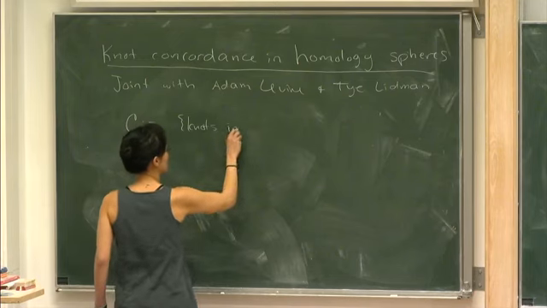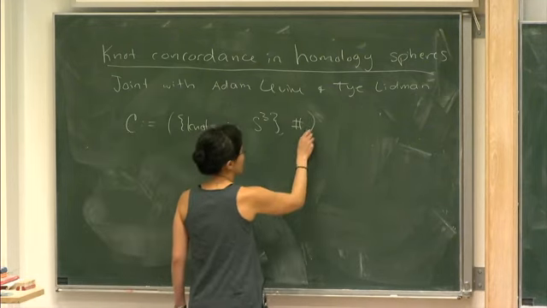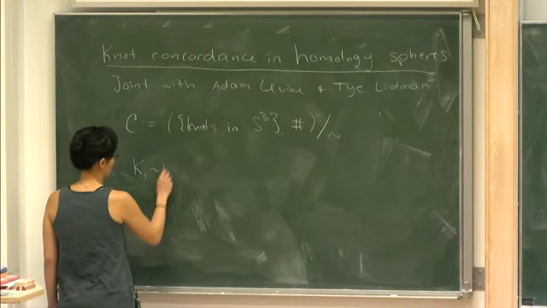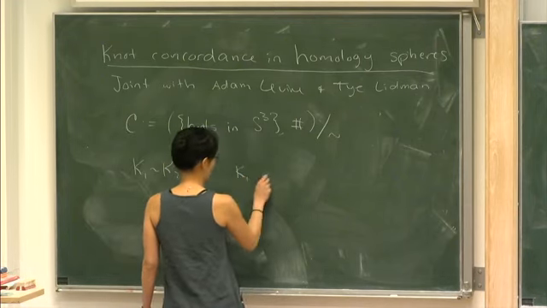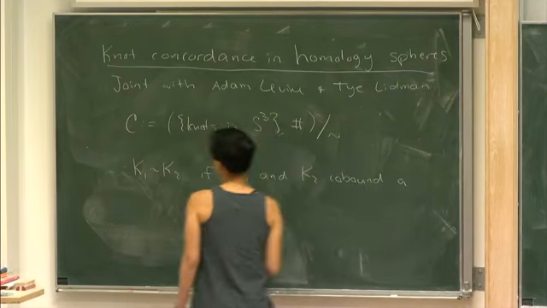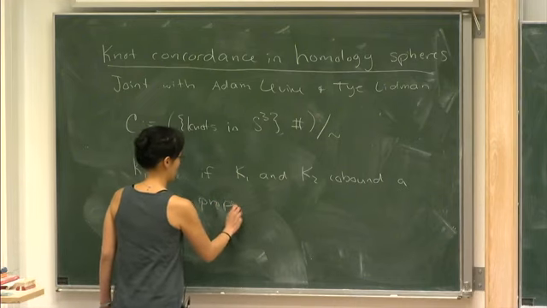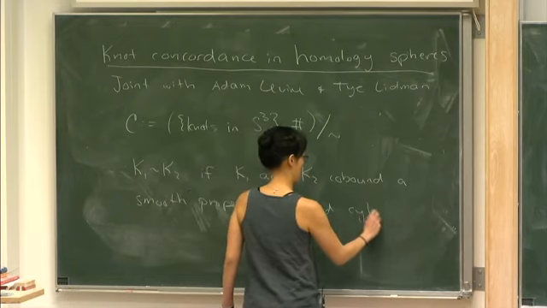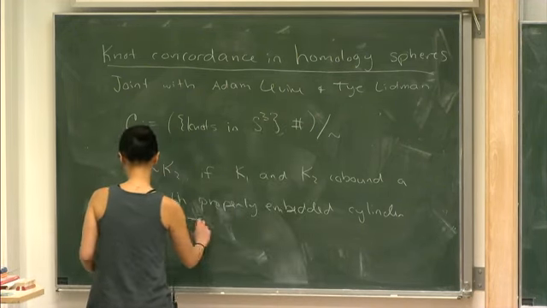We look at knots in S3 under connected sum, and we mod out by the equivalence relation of concordance, where two knots are concordant if K1 and K2 co-bound a smooth, properly embedded cylinder in S3 cross I.